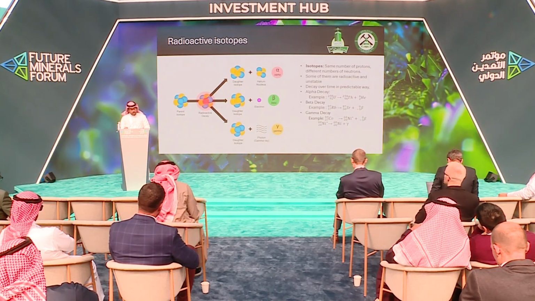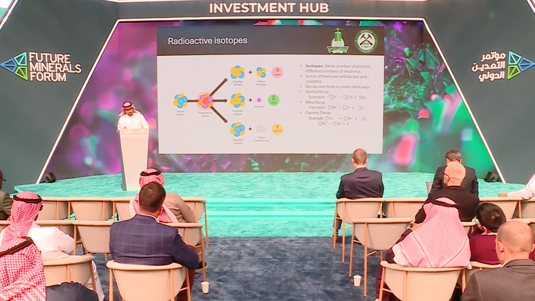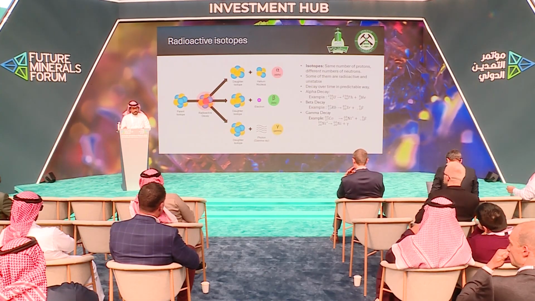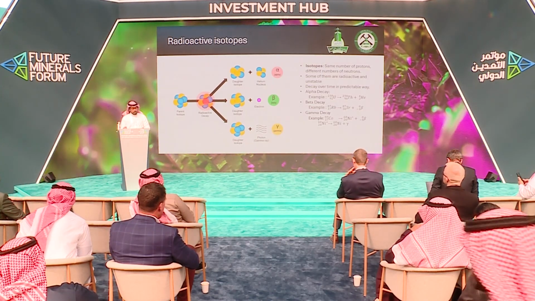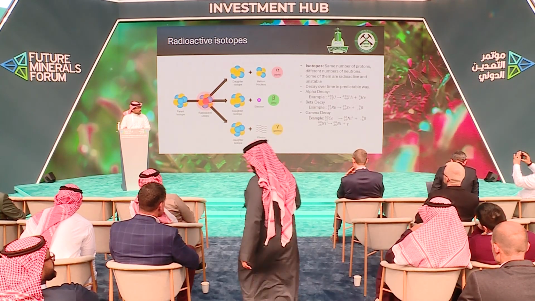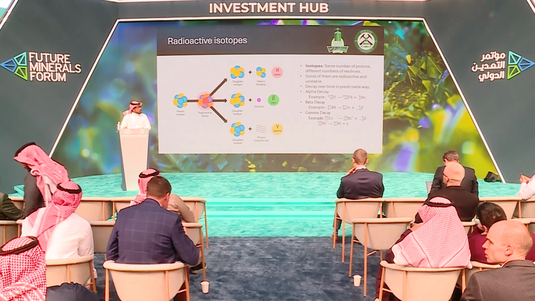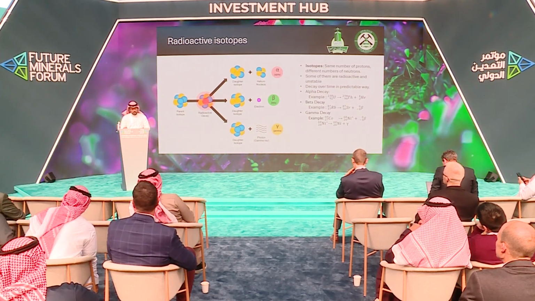In alpha decay, as we see here in this slide, the radioactive atom, or what we prefer to call the parent atom, emits an alpha particle, and this reduces the atomic number by 2 and the mass number by 4. For example, here, uranium-238 decays by alpha and changes to thorium-234.